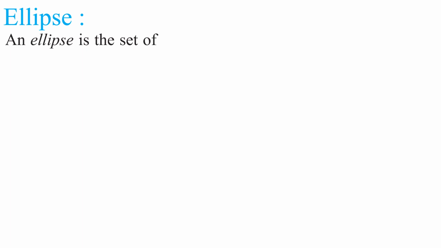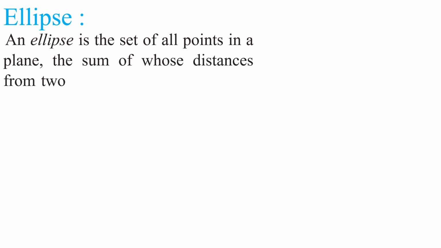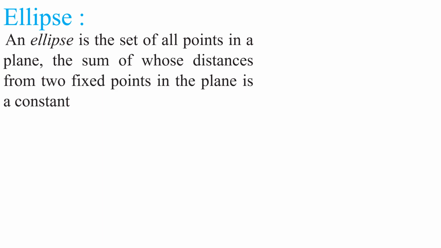Okay, my children. So let us discuss the definition of an ellipse. What is meant by an ellipse? An ellipse is the set of all points in a plane, the sum of whose distances from two fixed points in the plane is a constant. Okay, my children, this is the definition of an ellipse.